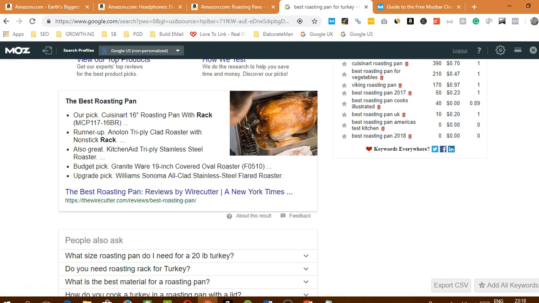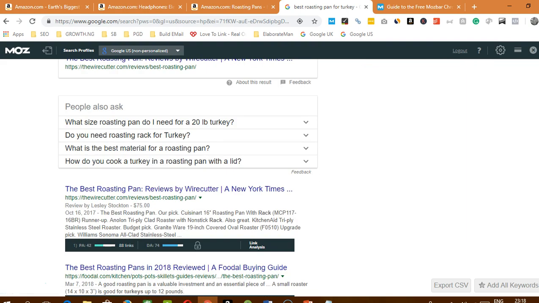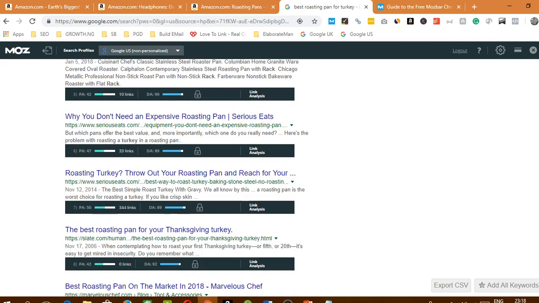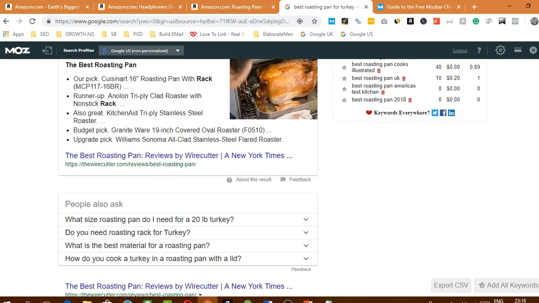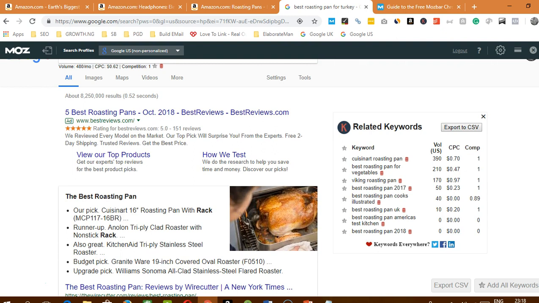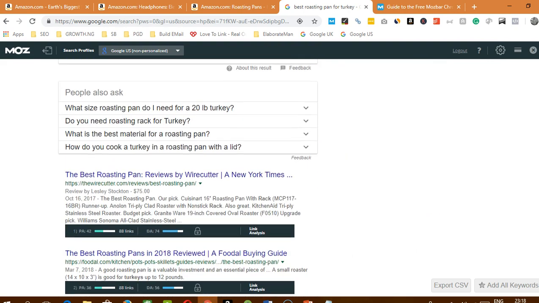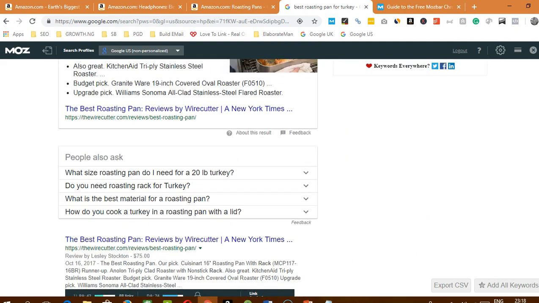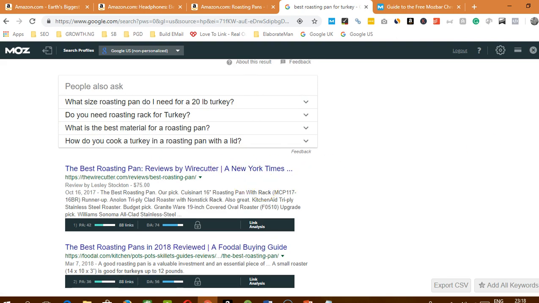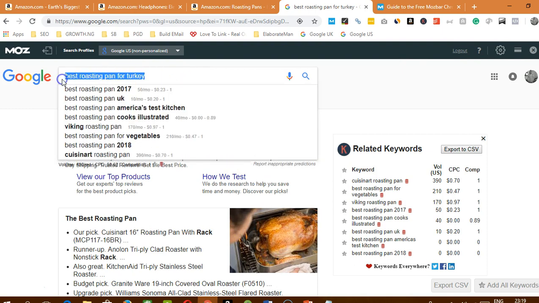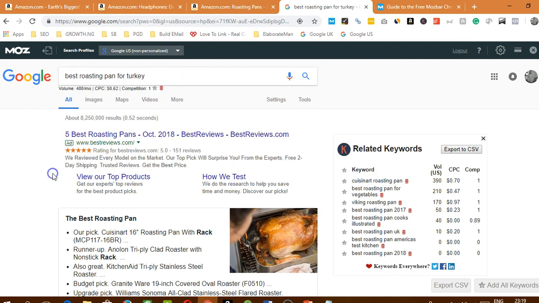Now, remember the rule about the domain authority. I said we want to look for a niche that has at least two keywords with DA less than 50, right? So this page is about best roasting pan, not best roasting pan for Turkey. This is a good long tail keyword in that particular niche. Stick with me. I'll explain what I mean by long tail much later.